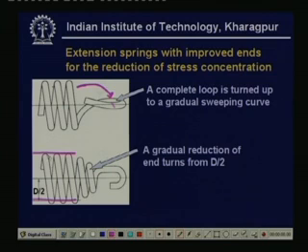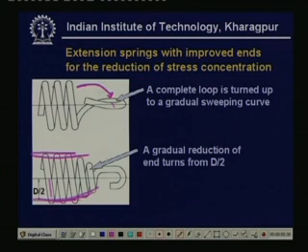Another way, please look at the board: this is the mean coil diameter D, and D by 2 means this radius. From this radius, if I just join these lines, you can see that gradually there is a reduction of the radius. So this was D by 2, then gradually it is reduced, and then you make a hook like that. This gradual reduction from D by 2 is also a way by which you can relieve the stresses in the tension springs.